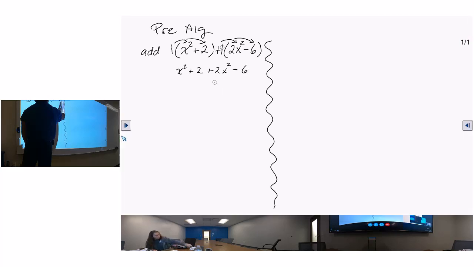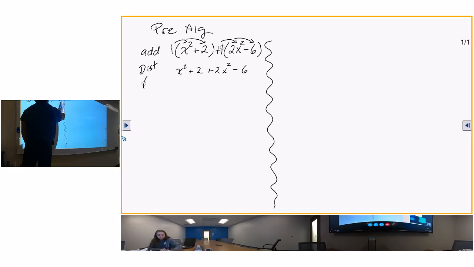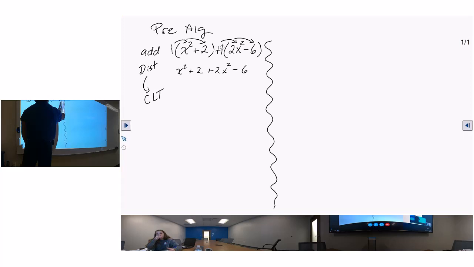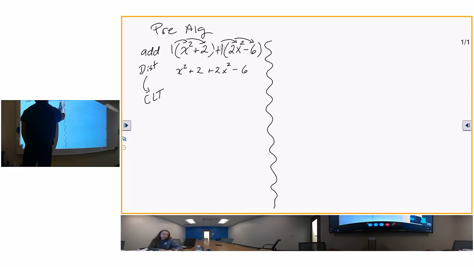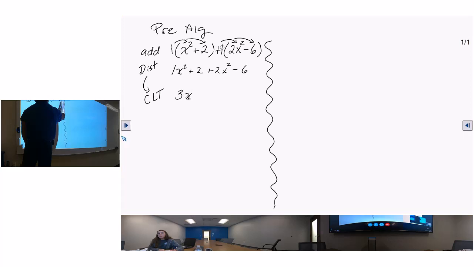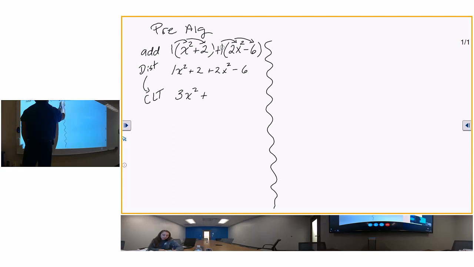And whenever you use the distributive law, what is usually right after the distributive law? Combining what? Like terms. So 1x squared plus 2x squared is what? 3x squared. Thank you, one person. Appreciate that. Plus 2 minus 6 is what? Negative 4. So your answer is 3x squared minus 4. Now, that's too redneck, all right? You need to be more sophisticated.